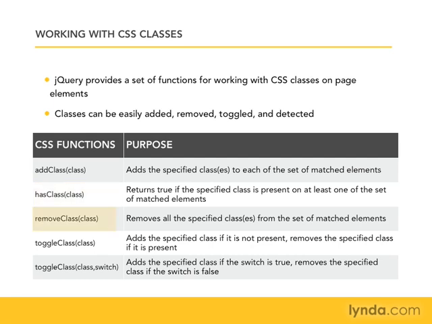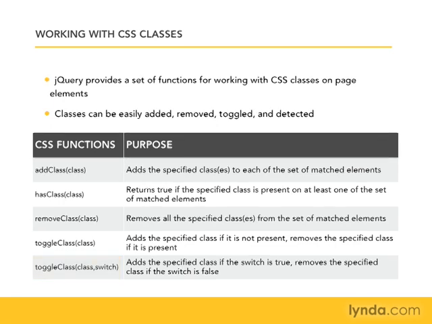The removeClass function is the opposite of addClass. It'll just simply take that class off of all the matched elements. And then there's the toggle function. So toggleClass will add this class if it's not there already, and it will remove it if it is present. You can also call it with a switch. You can say, hey, add it if the switch is true, or remove it if the switch is false.